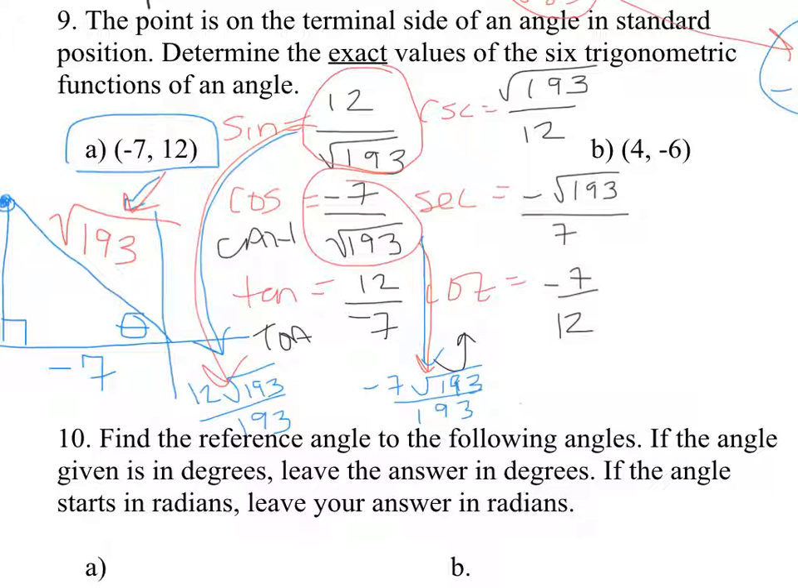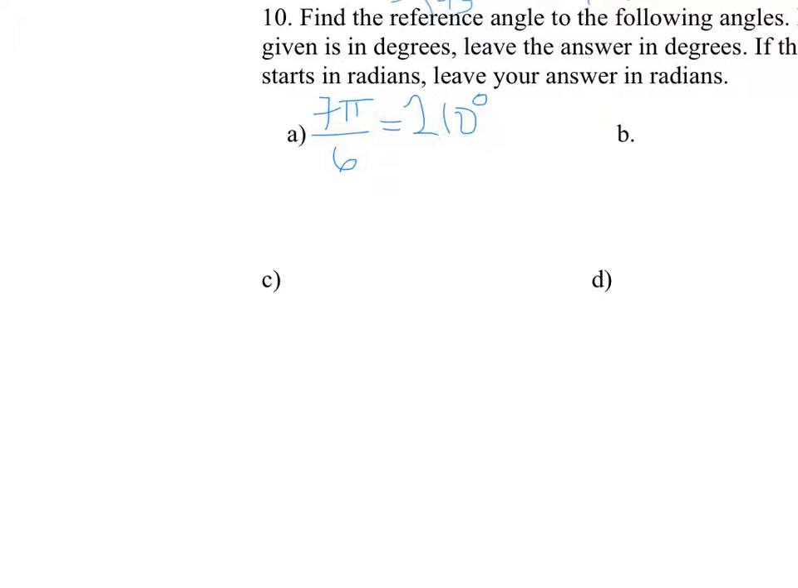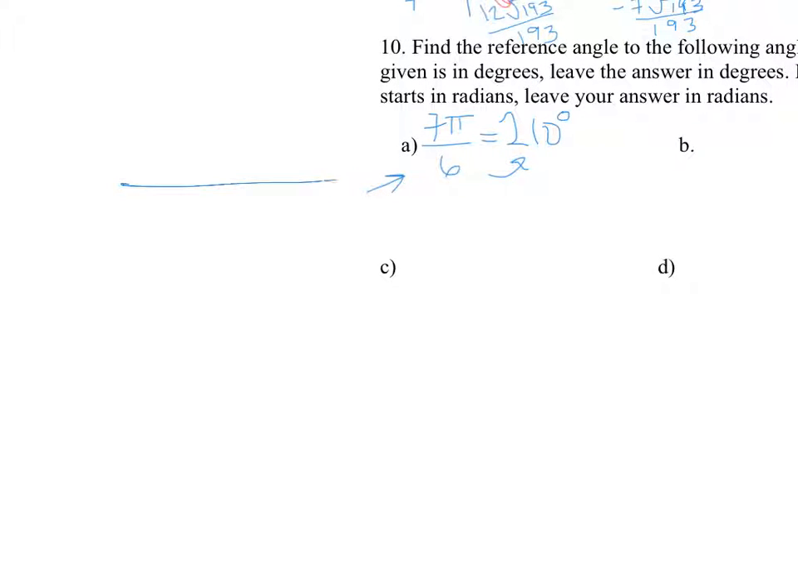Because we're in quadrant 2, all students S, only sine and cosecant should be positive, and the rest should be negative in quadrant 2. So for the first one, if it says, what's the reference angle of 7 pi over 6, I just convert to degrees, 210, and then I'm going to see where 210 degrees is.